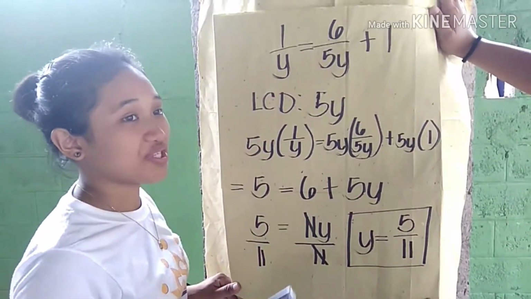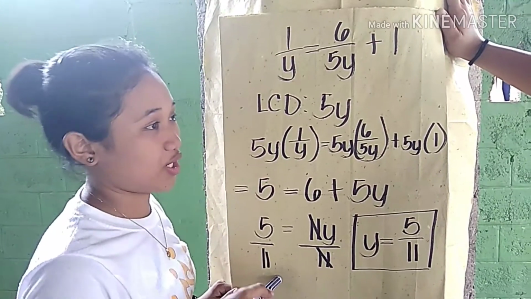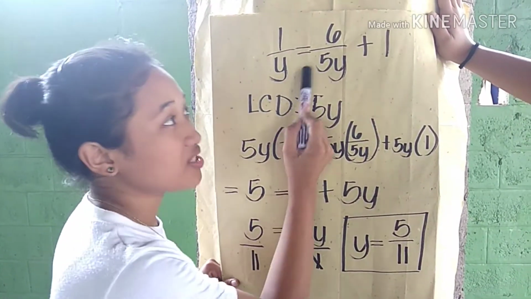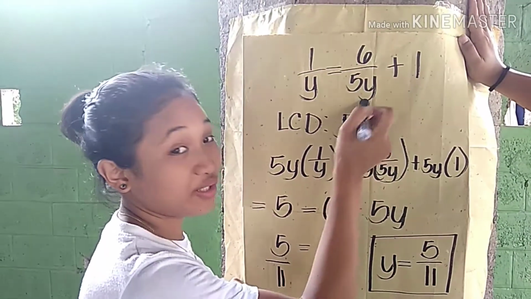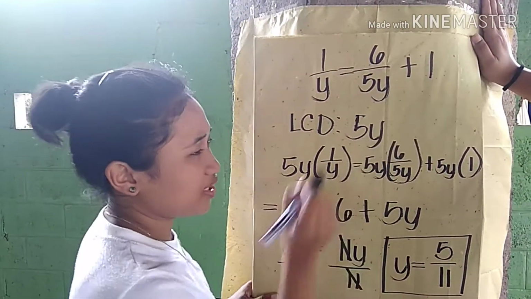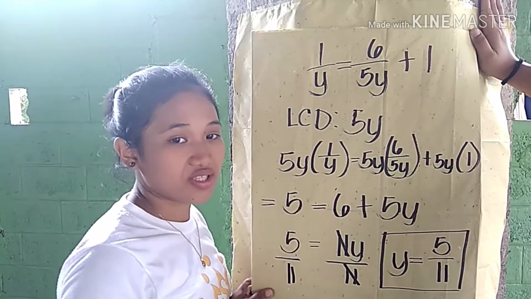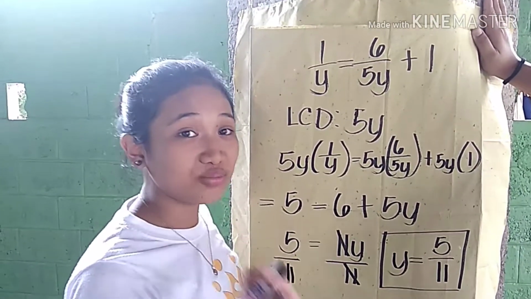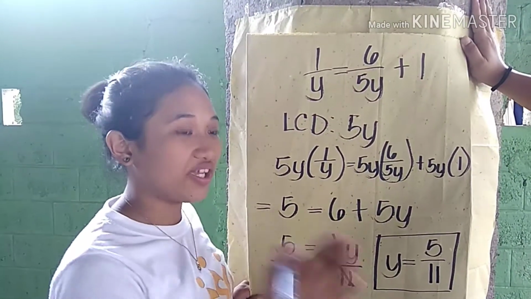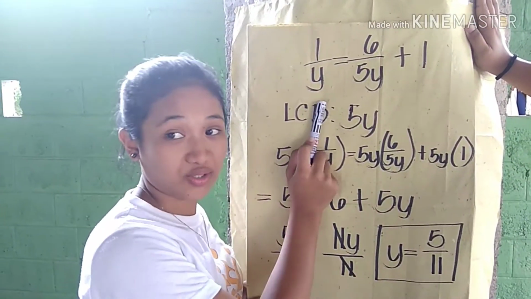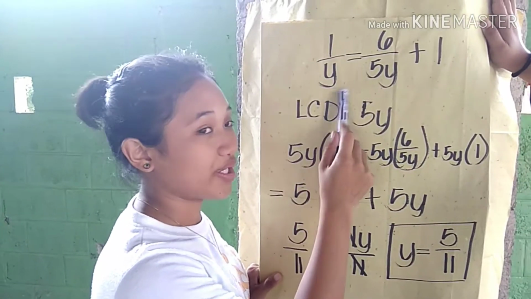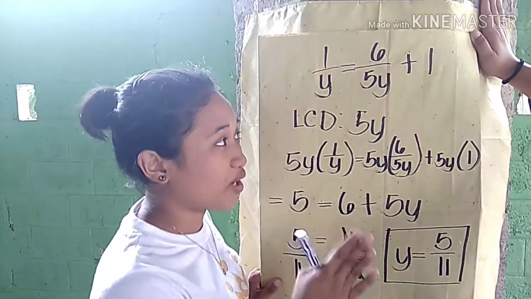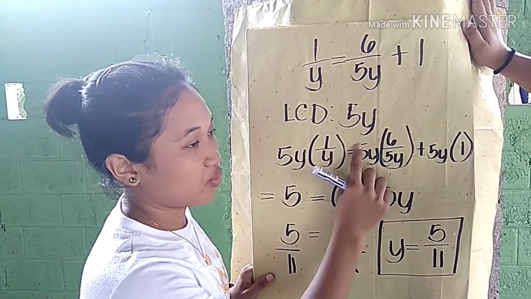So here are some examples of a rational equation. The given is 1 over y equals 6 over 5y plus 1. Before that, we have to look first at the LCD, the least common denominator. Before we find the LCD, we have to look first at the denominators. The denominators are y and 5y. Then we have to look for a number that can be multiplied by y and 5y, so that is 5y.